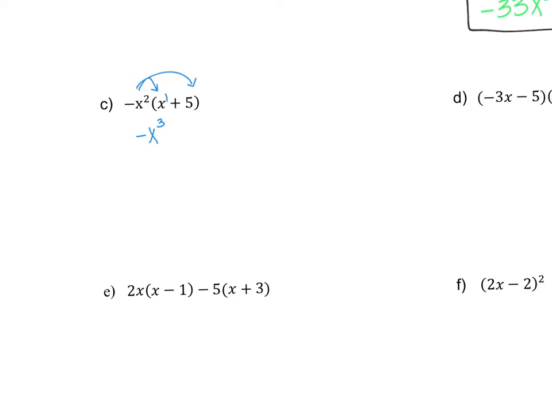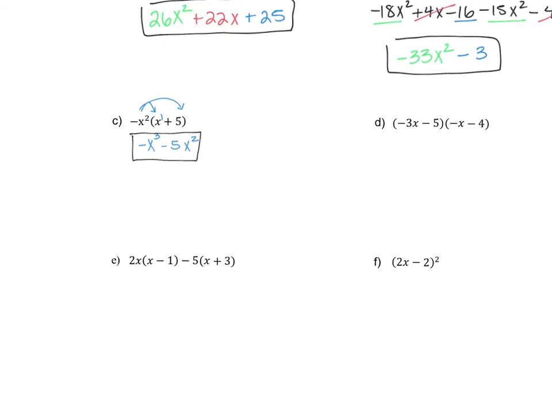And then I need to distribute this negative x squared to the positive 5, so that would give me negative 5x squared. Because in this case, the constant is just a number, so it'll just sit in front of the x as a coefficient. Now these two I can't combine because this is x squared and this is x to the 3rd, so this would be my final answer.